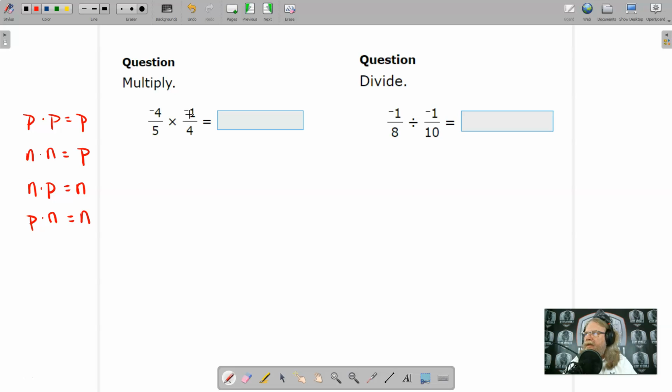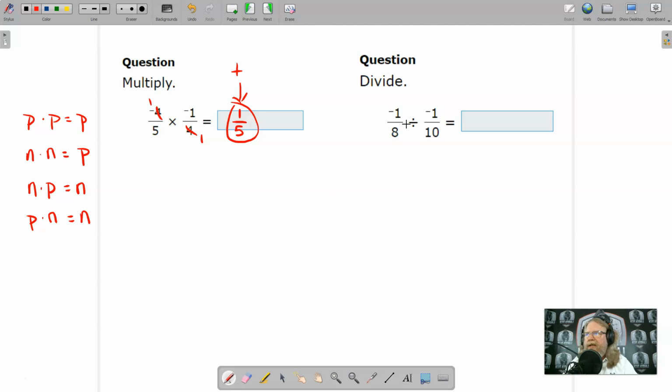So we have a negative number times a negative number, so we know that our answer is going to be a positive number. Let's go ahead and multiply straight across. Oh, wait a second. 4 divided by 4 is 1, and 4 divided by 4 is 1. They both have a factor of 4. We can factor that out. Negative 1 times negative 1 is positive 1, and 5 times 1 is 5. Our answer is 1/5.